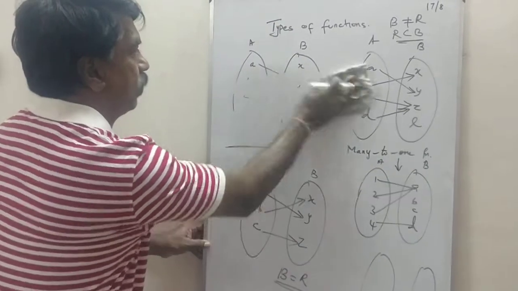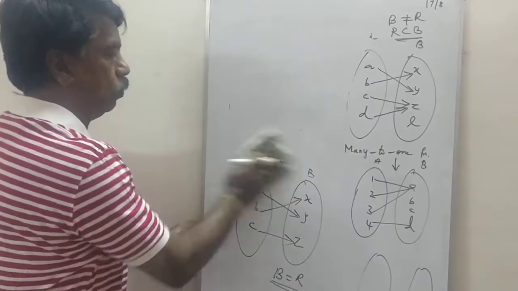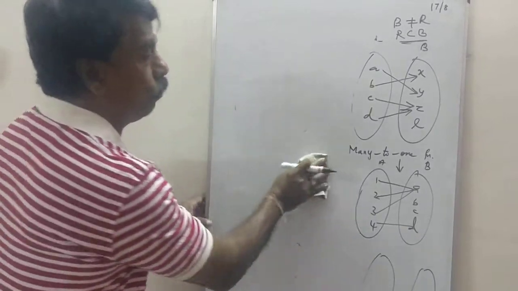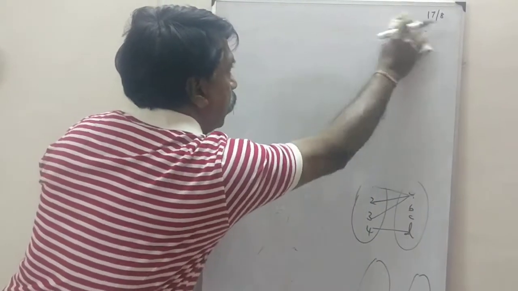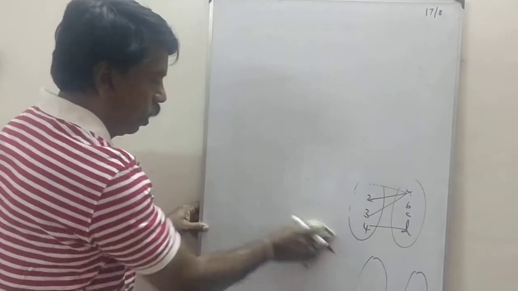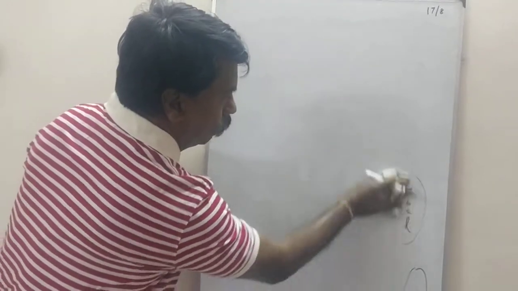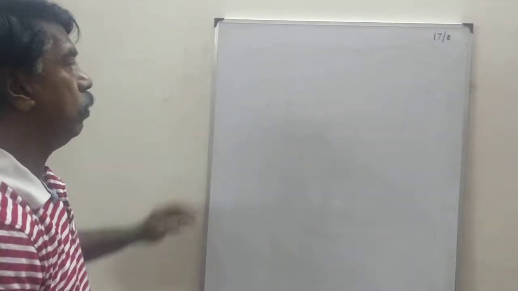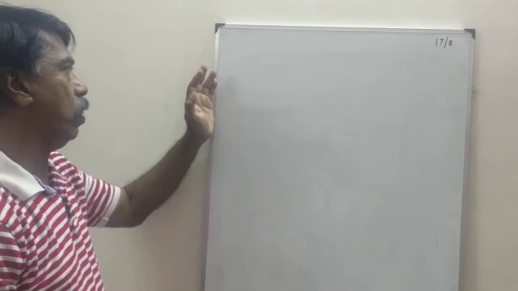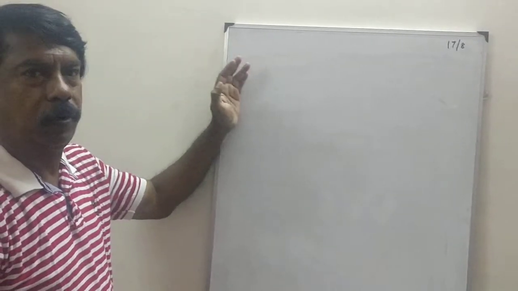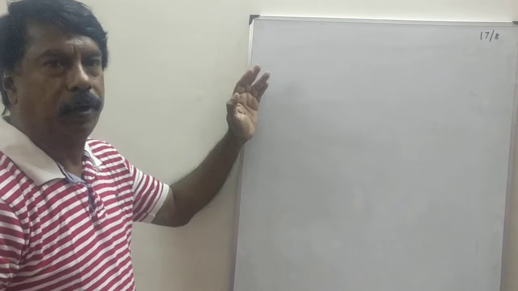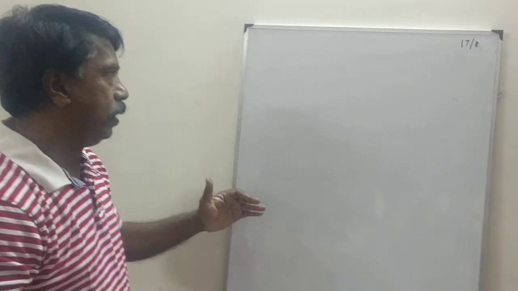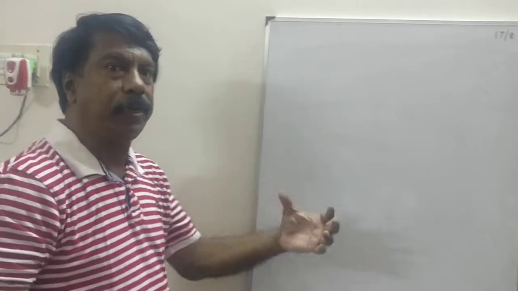Now, when a function is one-to-one onto, it is called bijective function. But we have to remember, when a function is one-to-one as well as onto, it is called bijective function. So we have learnt now what is one-to-one, what is many-to-one, what is onto, and what is into, and what is bijective function. Apart from this, we have identity function.